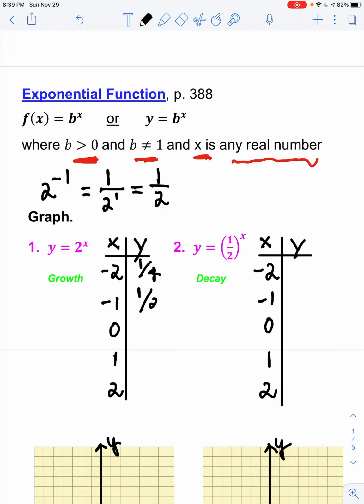The ones with the negative exponents are a little trickier than if the input is 2 to the 0. 2 to the 0, of course, is 1. Anything to the 0 is 1. 2 to the 1st is 2, and 2 to the 2nd is 4.